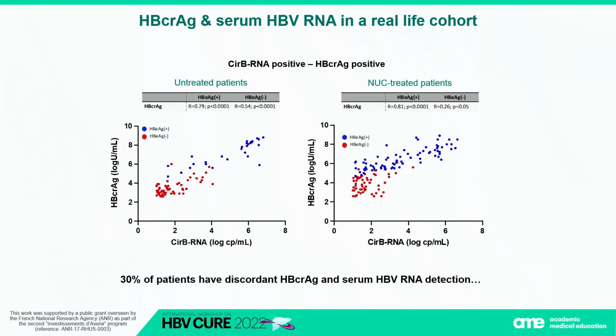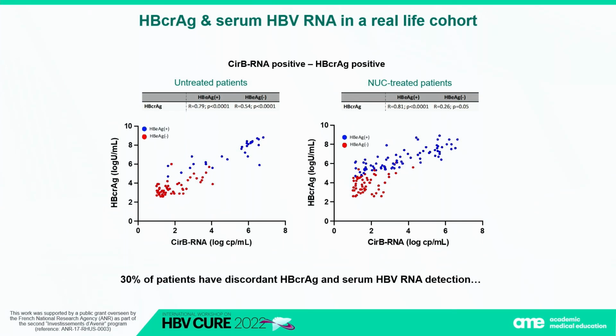provocative data, because when we have patients that are both positive for RNA and correlated antigen, the correlation between the two is very high in untreated patients, both HB antigen positive and negative, and very high in HB antigen positive NUC-treated patients, much lower in the HB antigen negative NUC-treated ones, probably because the levels of these two markers reach the limit of detection. But 30% of the patients that we had in our cohort had discordant core and serum HBV RNA detection. Why? What is the meaning of that?